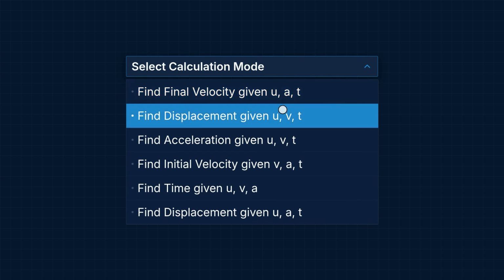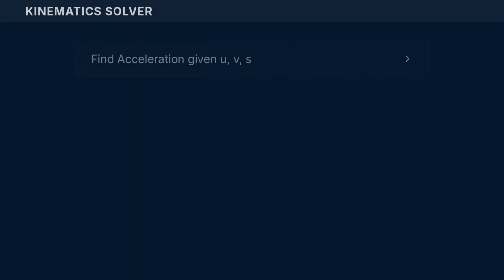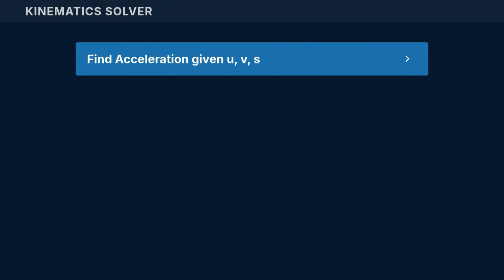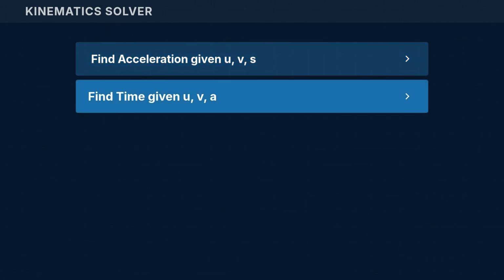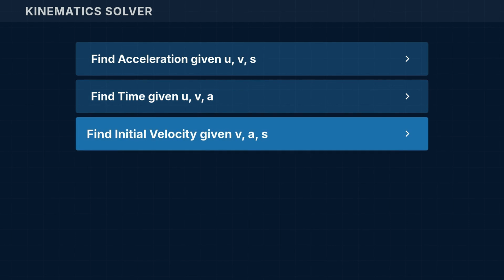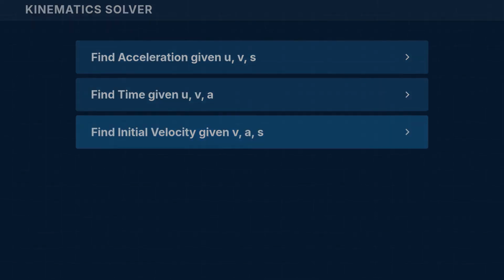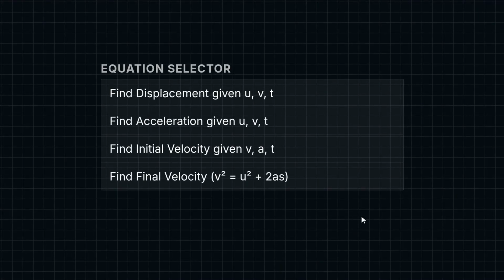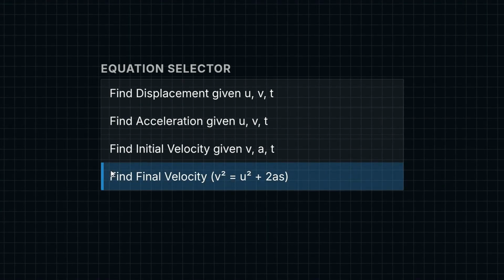Find final velocity given u, a, t. Find displacement given u, v, t. Find acceleration given u, v, s. Find time given u, v, a. Find initial velocity given v, a, s. And find final velocity given u, a, s with no time.